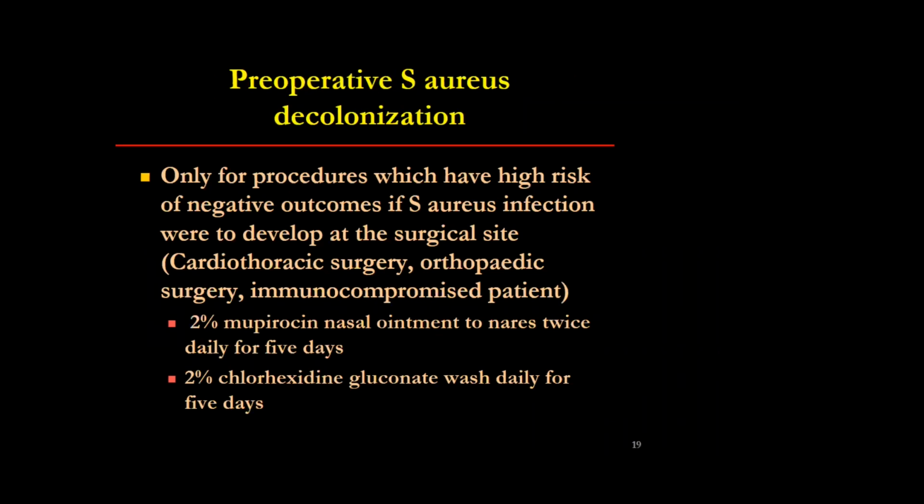Then, since Staph aureus is found everywhere, why not use Staph aureus decolonization? Routinely, it is not suggested, only for surgeries which will have a negative outcome if Staph aureus infections were to develop at the surgical site. So generally, only patients undergoing cardiothoracic surgery with implantations, orthopedic surgeries, again where implants are used, or in a patient who is already immunocompromised. There is suggestion that 2% mupirocin nasal ointment for 5 days and chlorhexidine wash for 5 days may help to decrease Staph aureus as a component of the wound infection.